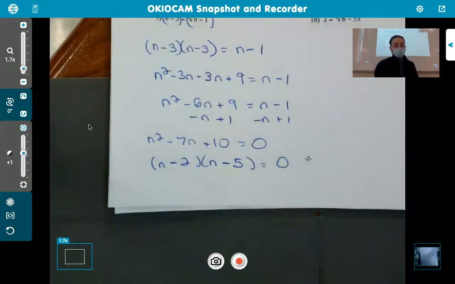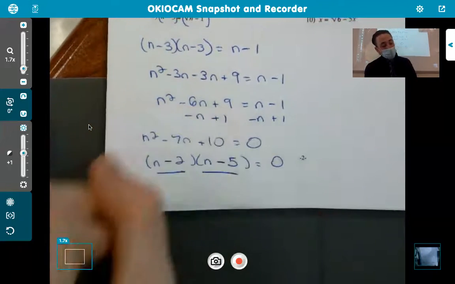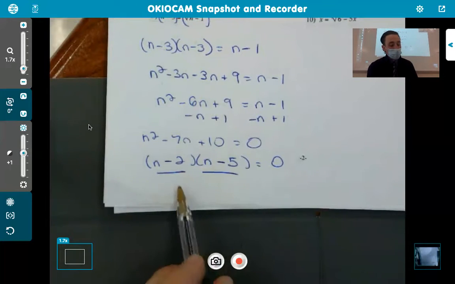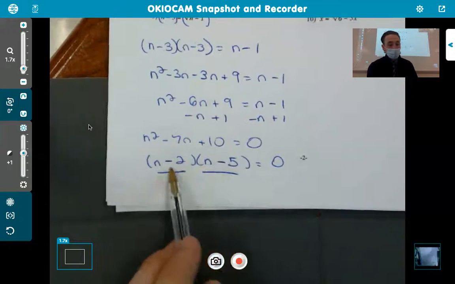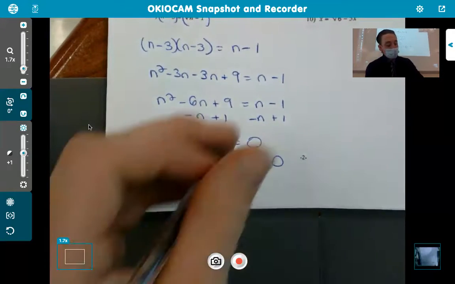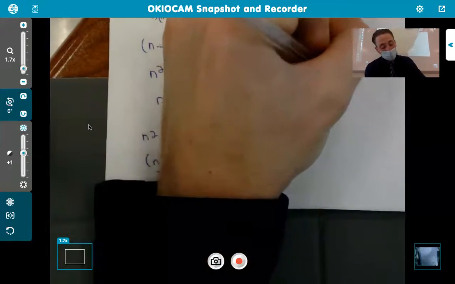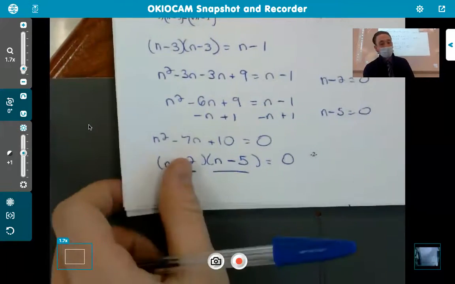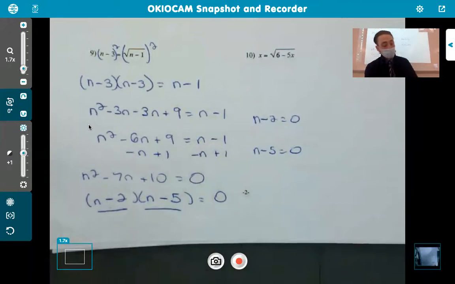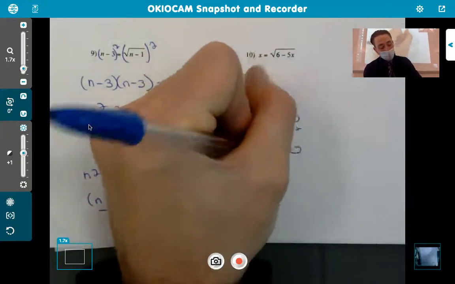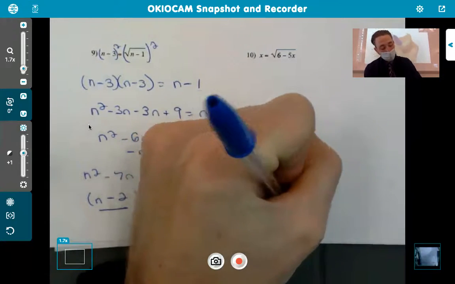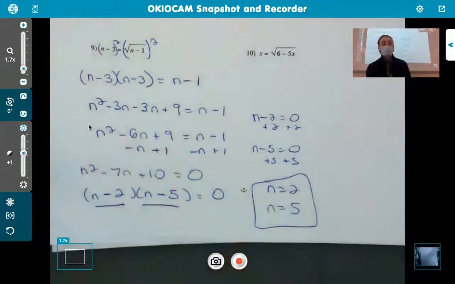From this step, we're pretty much done the entire problem, right? In order to solve this, and we talked about this way back when we started doing factoring, I just set each of my factors, each term or binomial, equal to 0. So I'll have n minus 2 equals 0 and n minus 5 equals 0. So to find my solutions, I have a one-step equation. I'll just add 2 and add 5 to both sides. So I know n is equal to 2 and n is equal to 5 for my final solution.